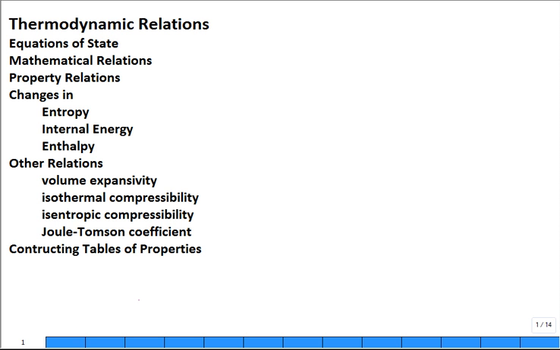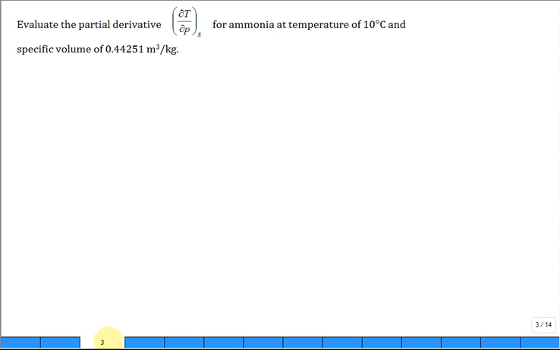So there's a lot of material in thermodynamic relations. We covered a lot last time. Today I'd like to revisit volume expansivity, spend some time on the Joule-Thomson coefficient. Let's go ahead and solve this problem.